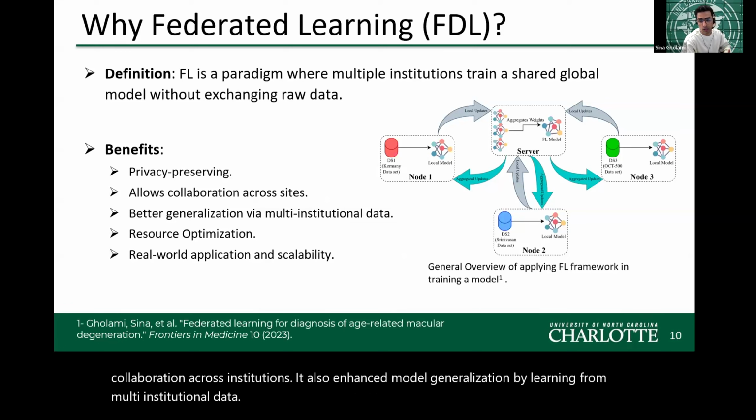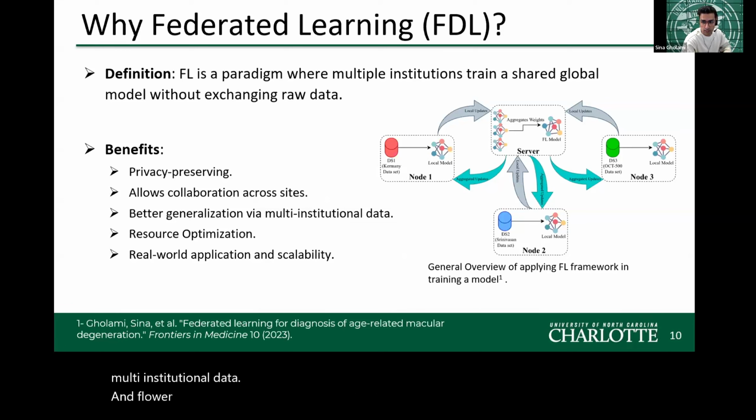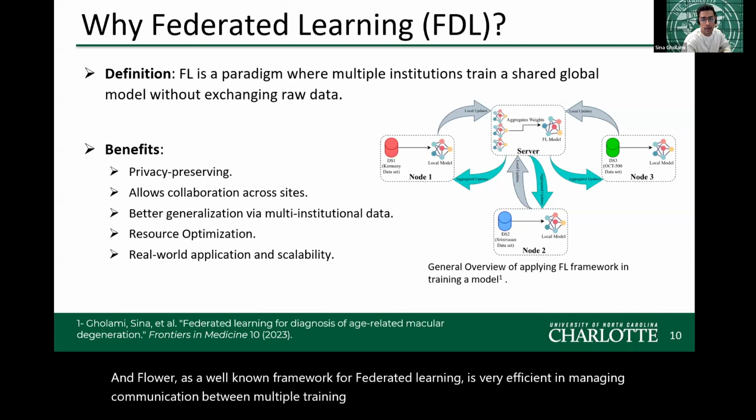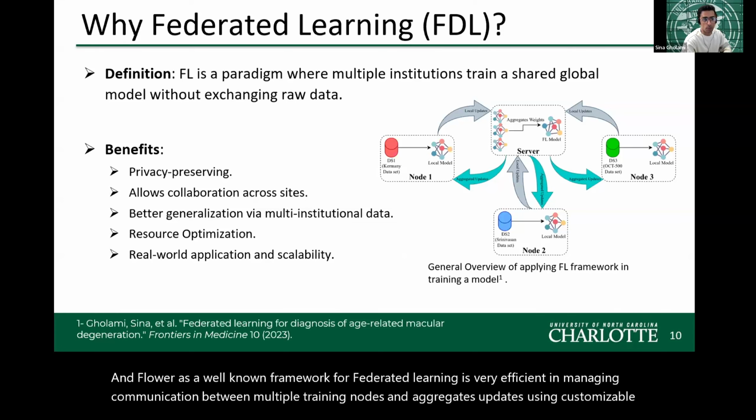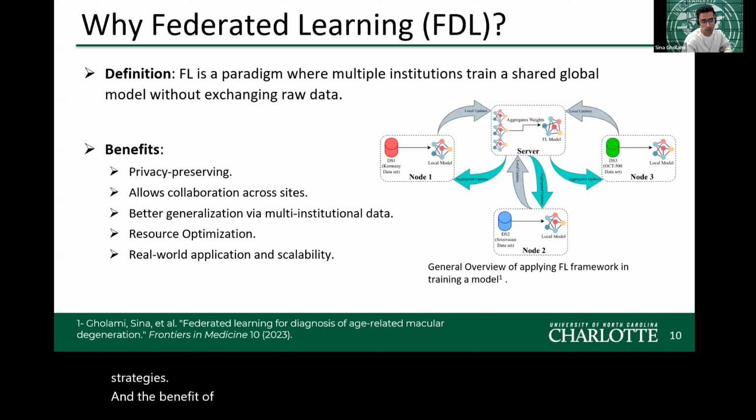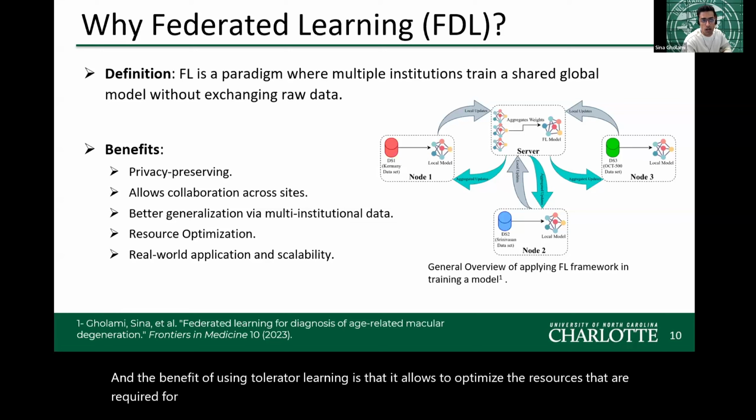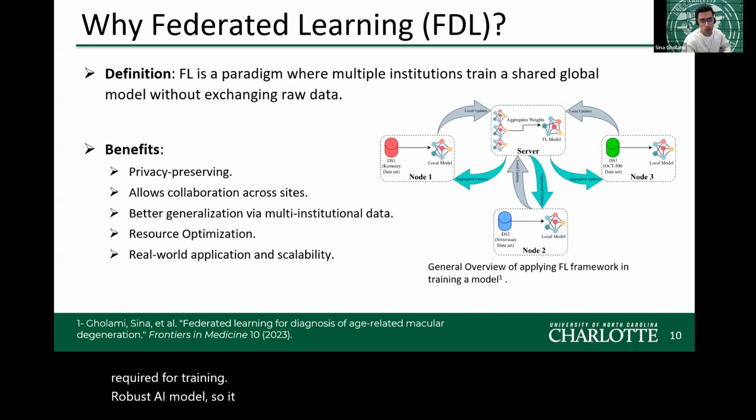And Flower, a well-known framework for federated learning, is very efficient in managing communication between multiple training nodes and aggregates updates using customizable strategies. The benefit of using federated learning is that it allows us to optimize the resources that are required for training a robust AI model. So it allows developing real-world applications that are scalable.